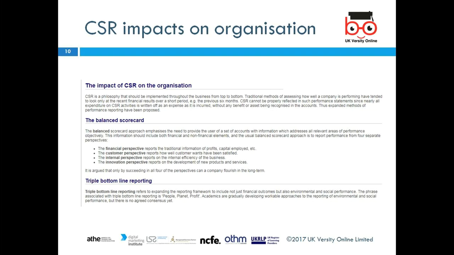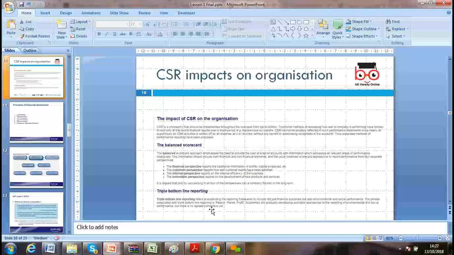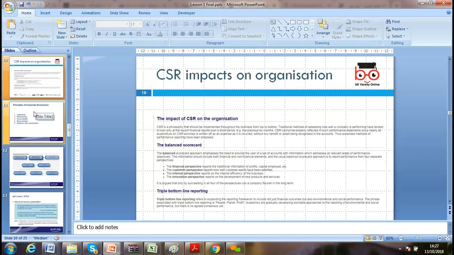Triple bottom line reporting refers to an extended reporting framework, to include not only financial outcomes but also environmental and social performance. The phrase associated is the triple bottom line concept: people, planet, and profit. Academia is gradually developing approaches to reporting environmental and social performance, but no consensus has been found yet. So this is a very gray area as well.